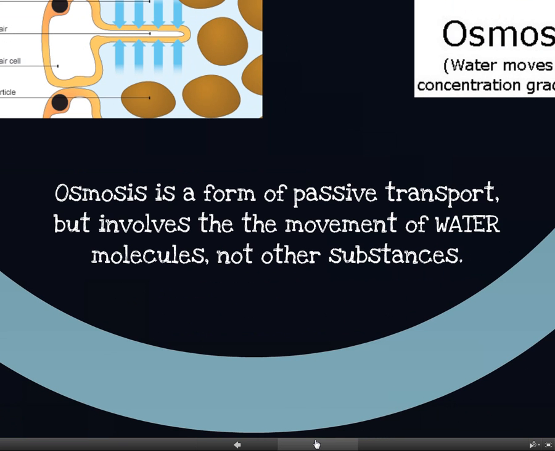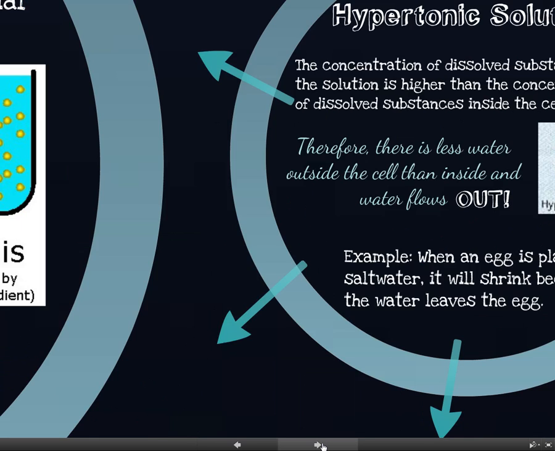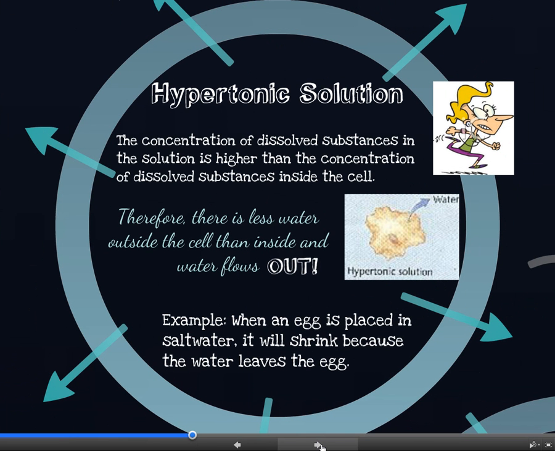So osmosis is a form of passive transport as well, so this doesn't require energy, but it involves the movement of water rather than other substances, and it's always across a partially or semi-permeable membrane. So we can have three different types of solutions. A hypertonic solution is when hyper meaning lots, tonic meaning essentially the number of solutes in there. So this is a solution with a lot of solutes.